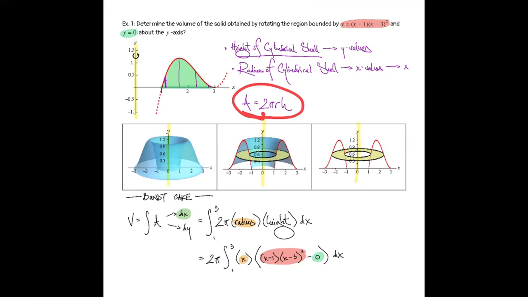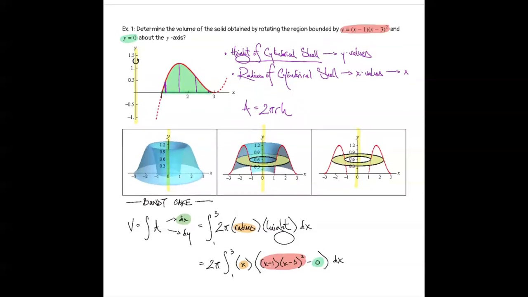Okay, so every time you see a 2, it doesn't necessarily mean that you have symmetry. It just means that you might be using a different method. Okay, so I see a question in the chat. How do we know that x is the radius? Well, if we're thinking about where the radius of each of these shells are, right?